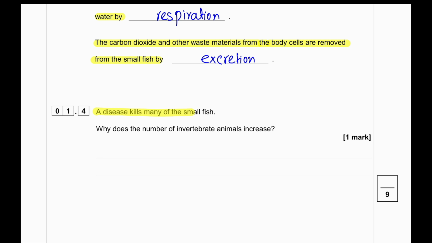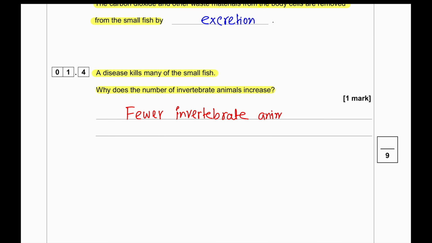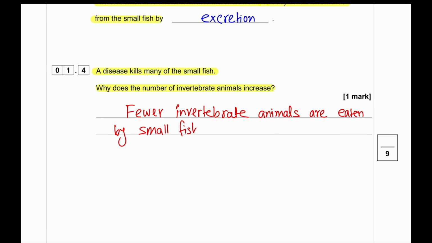A disease kills many of the small fish. Why does the number of invertebrate animals increase? If we look into the particular diagram, we will see that the invertebrate animals are consumed by the small fish. So if the small fish is taken out of the picture, then the invertebrates are no longer eaten by anyone. So their number would rapidly increase. However, the number of algae would rapidly decrease as well, because since there would be more invertebrate animals, they will eat up most of the algae. So we will write fewer invertebrate animals are eaten by the small fish.